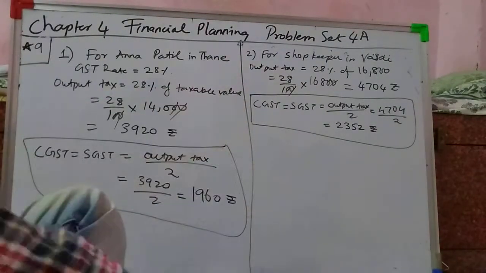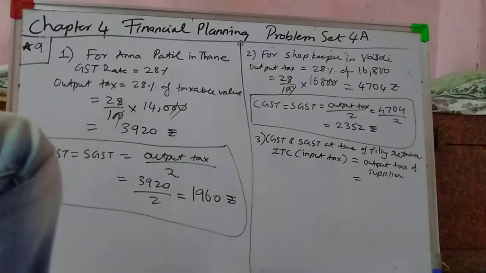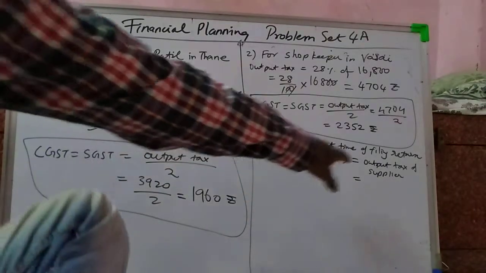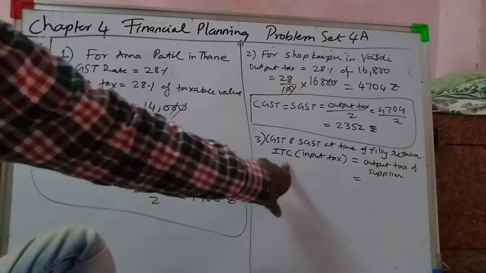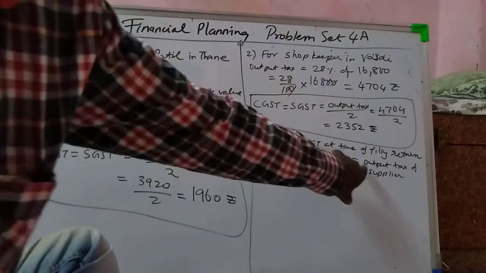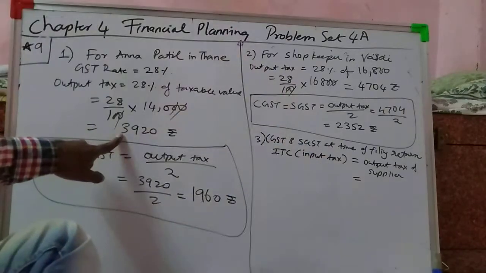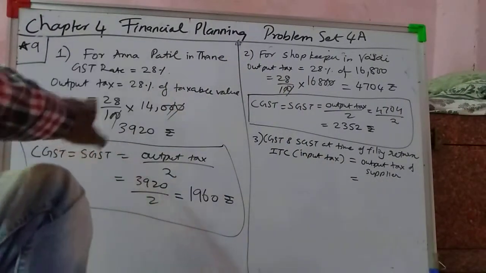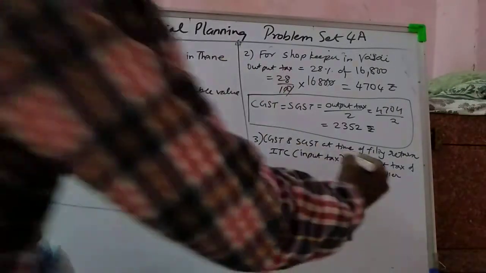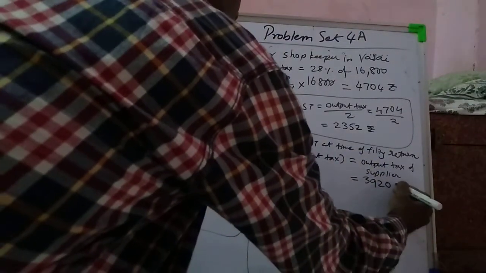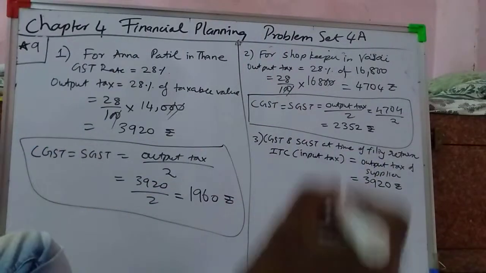Now let us do the third part. Here, at the time of filing, you have to find it. The input tax credit, that input tax, will be nothing but the output tax of the supplier. So you have to write it there. This value, 3,920 rupees, is the input tax.